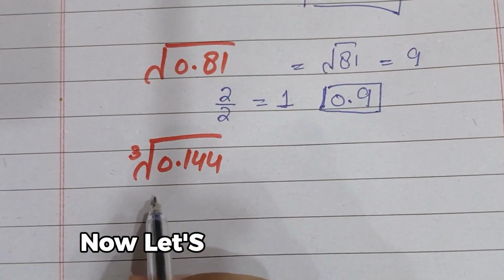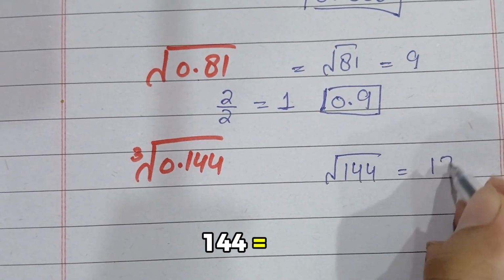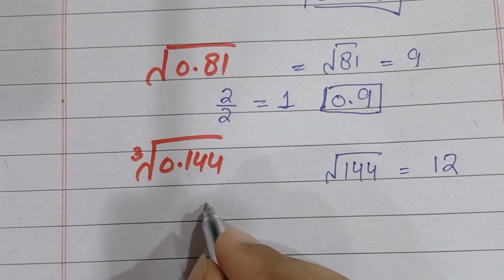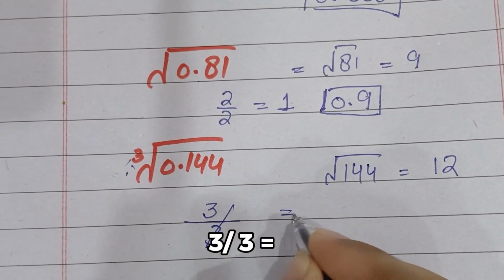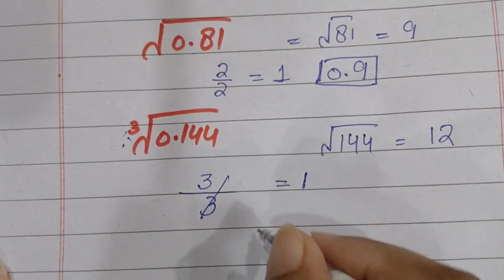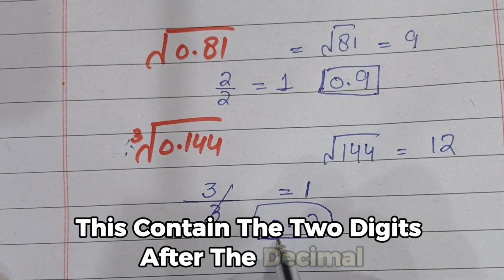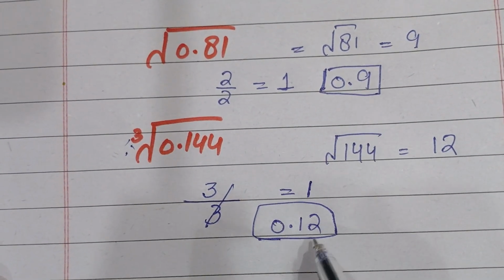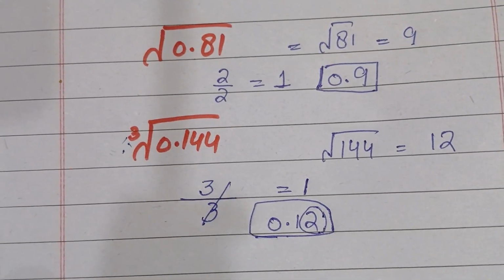Now let's try this example. The cube root of 144 is equal to 12. Now the number of digits after the decimal is 3. The index number is also 3. Our answer is 1. Now our answer is 0.12. This contains 2 digits after the decimal, but when you calculate on the calculator, it shows 0.1. You can just leave it or write the 2.